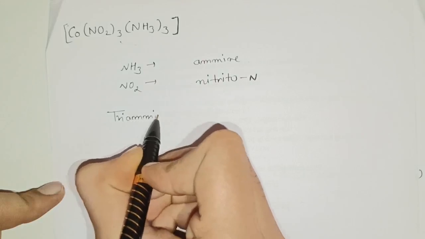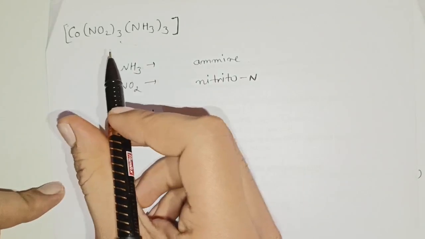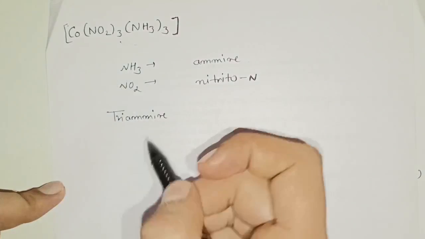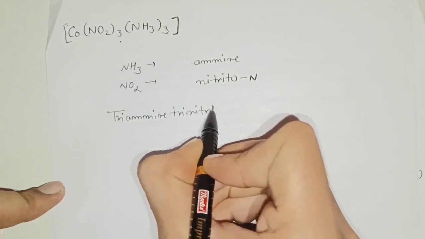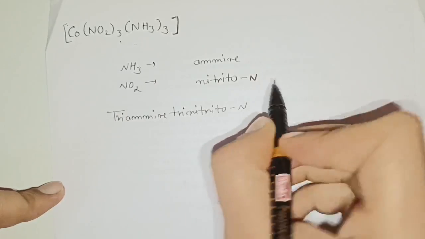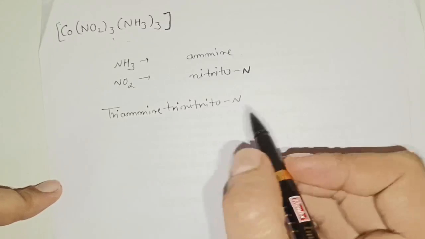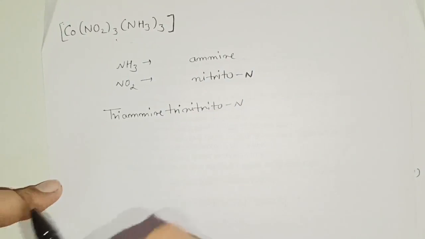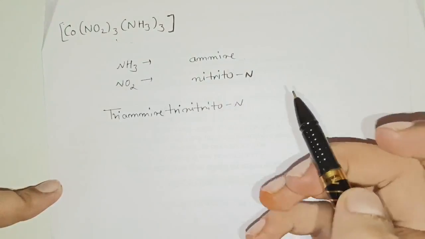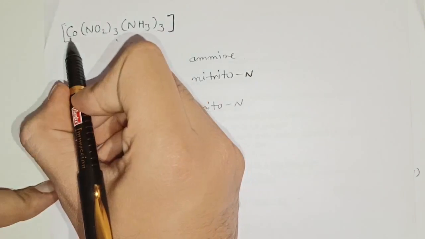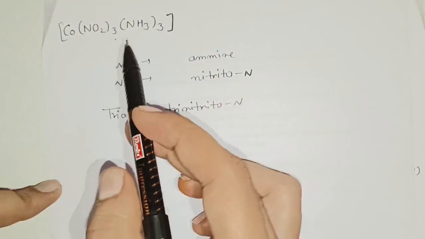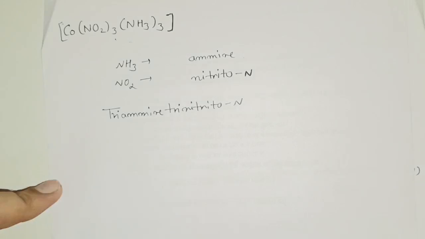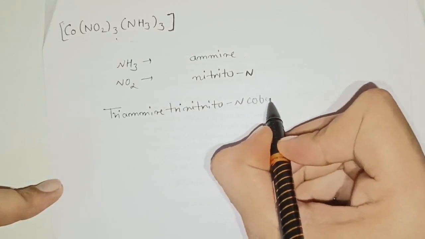triamine. And how many nitrito are there? 3. So triamine, trinitrito. I will be using the letter N over here. You will get to know about this when you see the ligand NO2, ambidentate ligand. And what is the metal present over here? Co, cobalt. I had already told you, if there is no charge on the coordination sphere, in this type of example, the metal atom will not have the suffix -ate. So we will not write cobaltate, we will write cobalt.